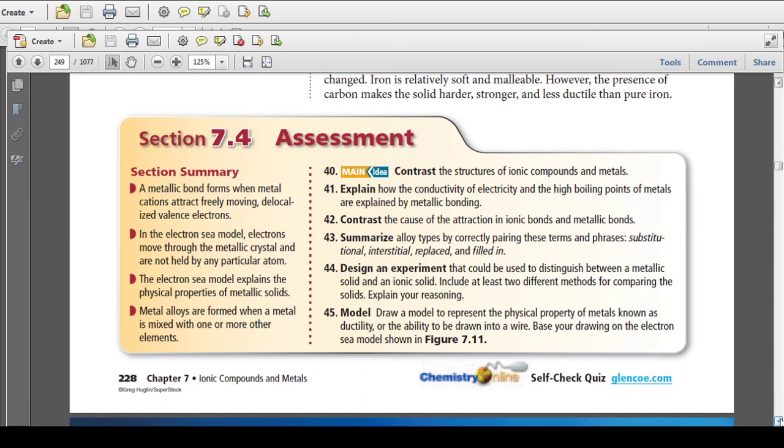Section summary. A metallic bond forms when metal cations attract freely moving delocalized valence electrons. In the electron sea model, electrons move through the metallic crystal and are not held by any particular atom. The electron sea model explains the physical properties of metallic solids. Metal alloys are formed when a metal is mixed with one or more other elements.